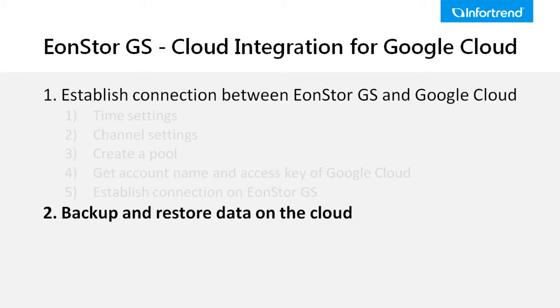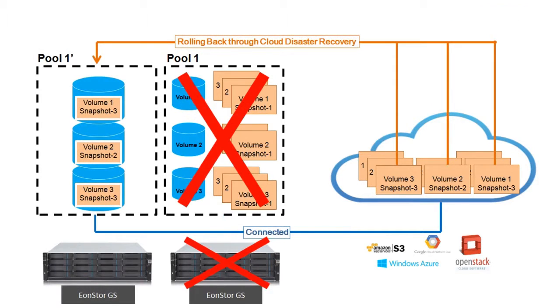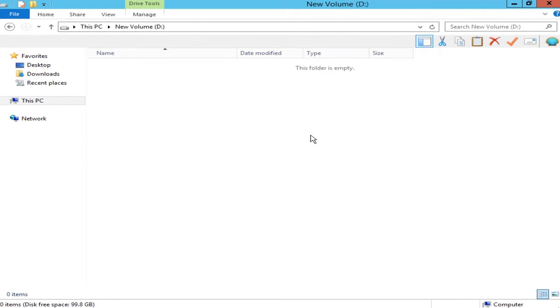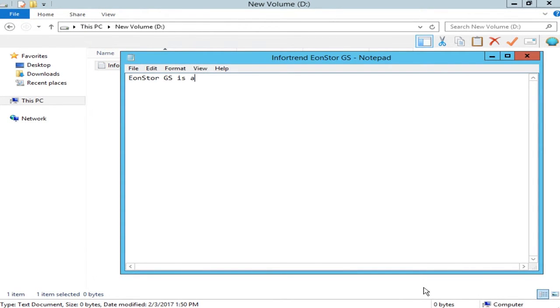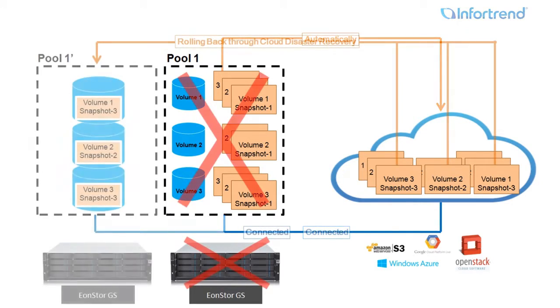The second part will demonstrate how to restore EonStor GS with data backed up on the cloud. We will transfer some data to the cloud integrated volume we just created, then shut down the power of EonStor GS to simulate a disaster, and finally use another EonStor GS to recover data backed up on the cloud. First, we will store some data in the disk we just mapped. As we set it to fully cache and cache period to continue, data in the volume will automatically be backed up to the Google Cloud. Turn off the power after completion to simulate a disaster.